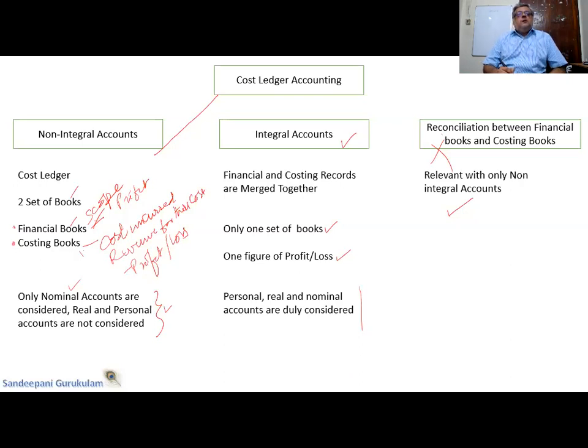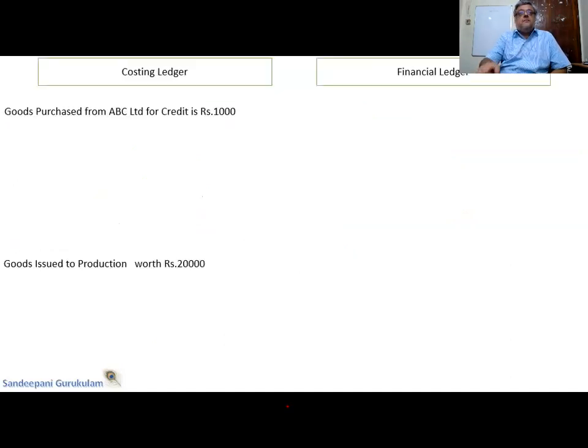Let's see how it behaves. Let's take a journal entry and see how it behaves in non-integral accounts. First, we will see two or three entries, and then we will see how it behaves in an integral account. Just a bird's eye view of the concept. Once you understand the concept, it's only a matter of translating the transaction into double entry. Now, you have two ledgers here. One is the costing ledger and one is the financial ledger.